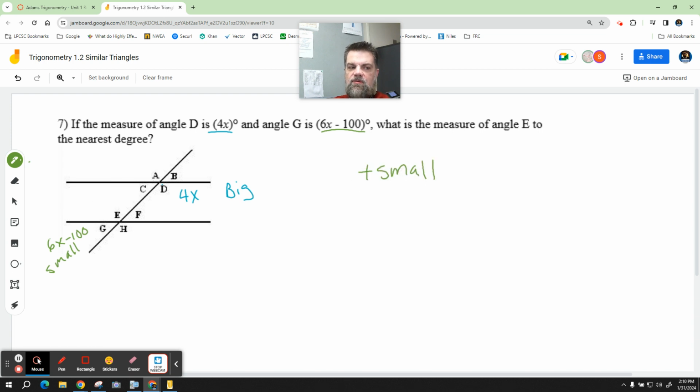So I like to write it out. I don't know why. I mean, I could do this in my head practically because, you know, I'm such a gifted mathematician. But if I want to get the right answer, because I'm also a human being and I make mistakes, I love to write things out because it slows my brain down. And I have to think about it. So then I'm going to say 4x plus 6x minus 100 equals 180.